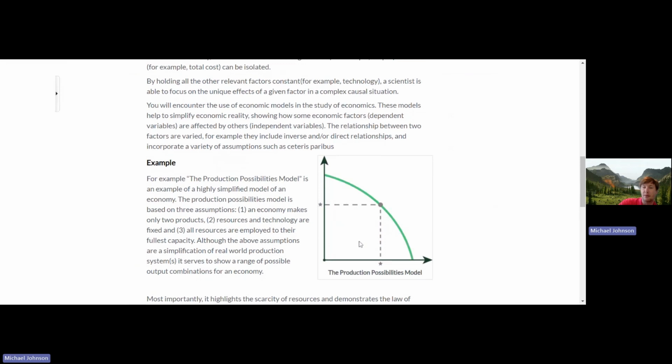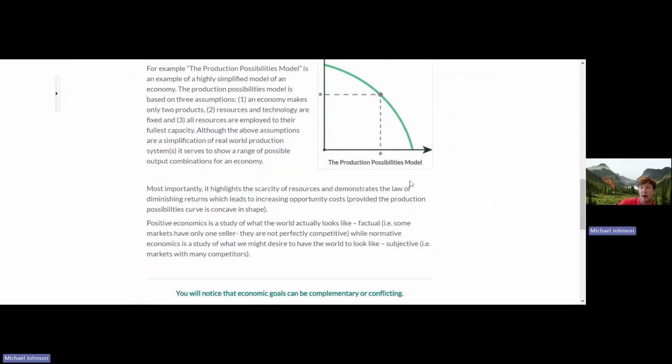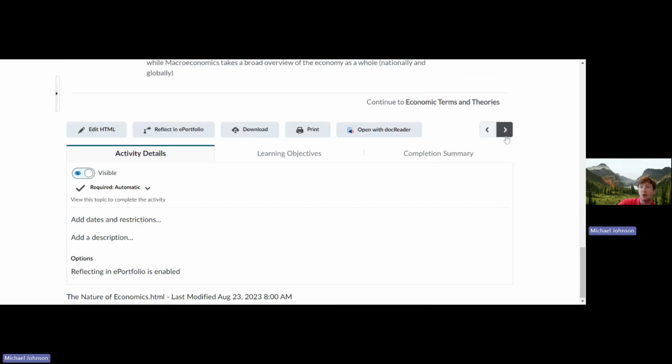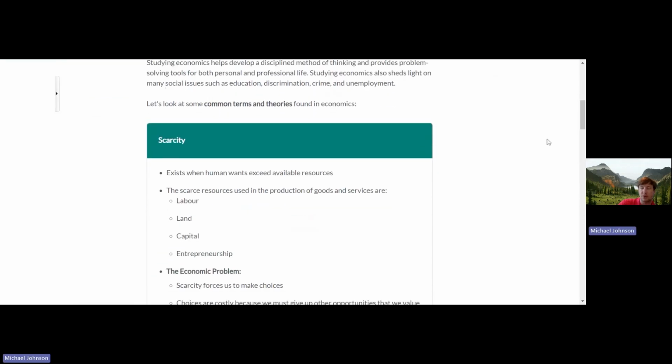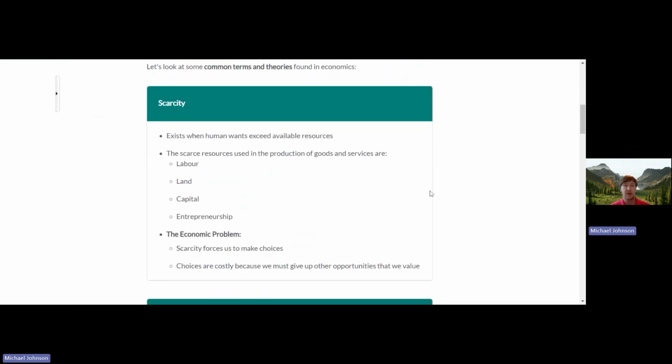If you're below the line, that means you're not using all your capacity to its limit. And then you can't be above the line because you don't have that capacity yet. So go through this. Go through scarcity. Scarcity, we have to make choices on what resources we can use because they're scarce. That's very important.